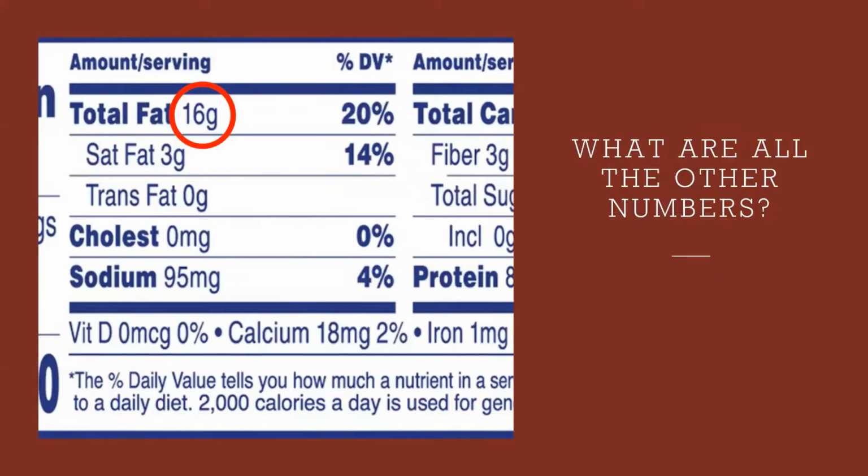So now we've got a better grasp of calories. What do those other numbers mean? Well, these are the nutrients, and these are the amount in each serving. So let's look at the fat first. This particular item has 16 grams of fat per serving. They then show you a breakdown of saturated fat and trans fat. What about the percentages? Well, we'll get to that.